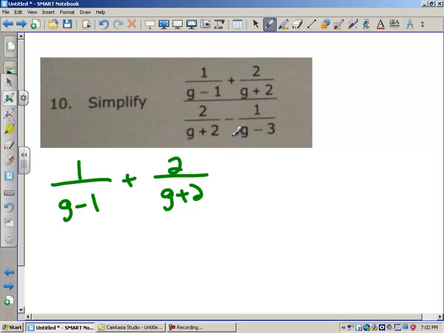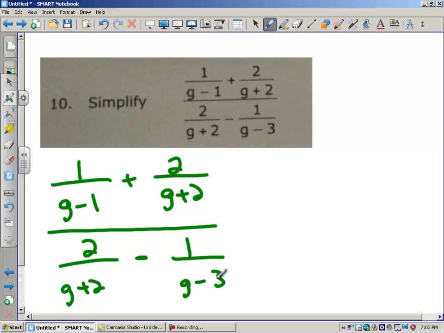And then this is all divided by 2 over g plus 2. I don't think I left myself enough room there. Minus 1 over g minus 3. I'm going to go erase some of this and leave myself some more room. So give me just 1 second to do that. And plus, I need a little bit more room there. 2 over g plus 2.